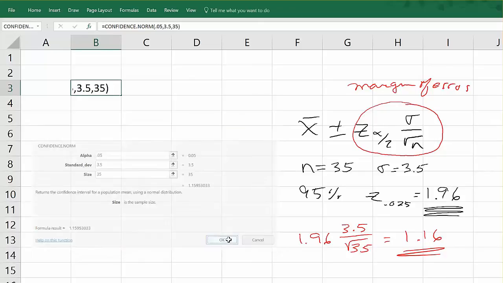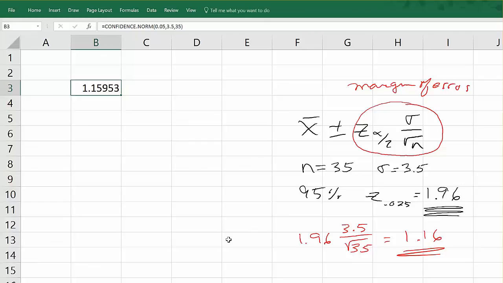So I'll hit OK, and the number that appears in the cell is my margin of error. And that is 1.15953, which is approximately 1.16. I can use Excel to give me a value for the margin of error. So I would subtract that margin of error value from the sample mean to get my confidence interval.